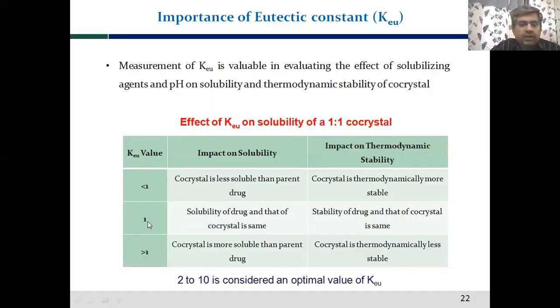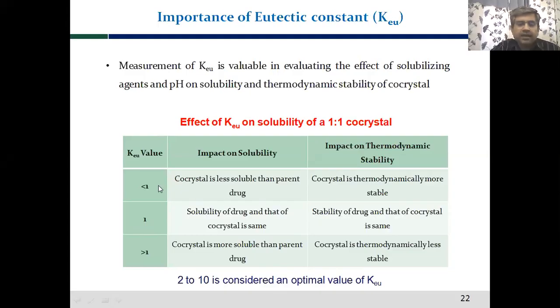So if the K eutectic value for the co-crystal comes to be 1, what it means is that the solubility of the drug and that of the co-crystal is the same, which means there is neither a decrease nor an increase in the solubility of the drug as far as the co-crystal is concerned. And the stability of the drug and that of the co-crystal would also be the same.